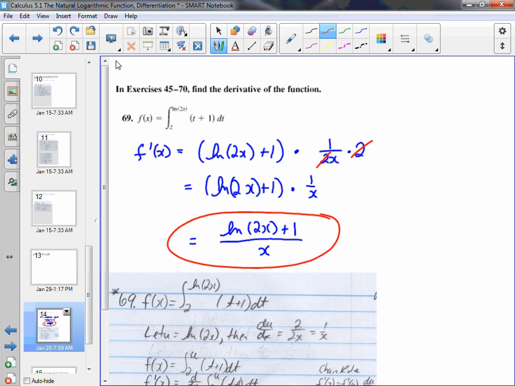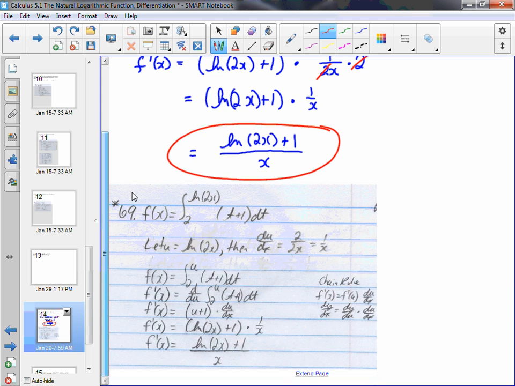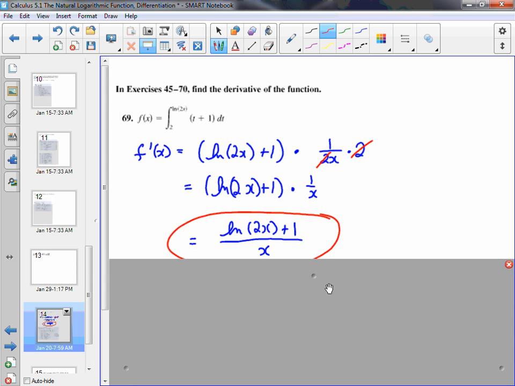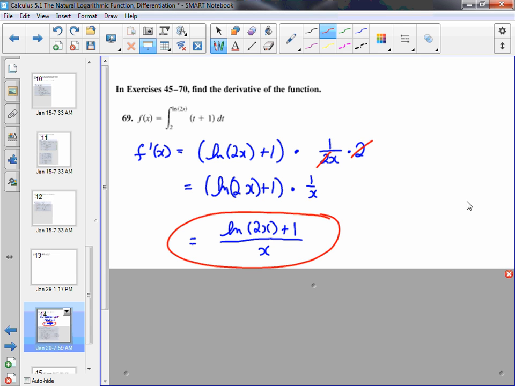And just for fun, that's how we would do it if we didn't remember how easy the second fundamental theorem of calculus works out. I'm still using the second fundamental theorem of calculus, but I wrote out the substitution. I figured out what du dx was separately ahead of time. I wrote the chain rule over here off to the side. But, you know, over the years, I've decided just remember how it works. Okay? That's how it works. Any questions on this one? Okay.